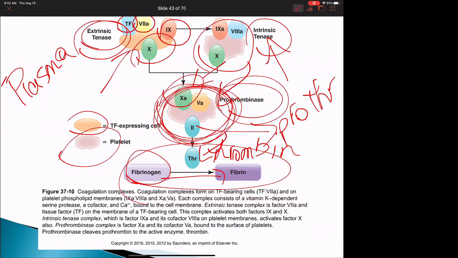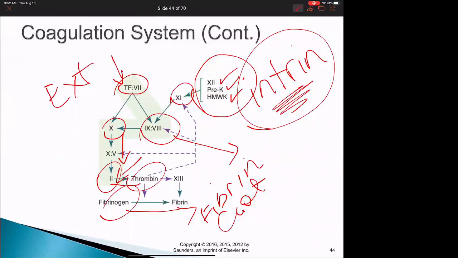It's skipping to the intrinsic tenase complex that also activates factor 10 on the surface of a platelet. This model right over here is simplifying a little bit more because it's not really telling us if it's on the cell or the platelet, but just so that we can remember the sequence. But this is actually happening in the intrinsic pathway. You do need these factors, but this is the plasma-based model that's actually happening in the test tube, okay? It's happening in the test tube. I should have said that before.